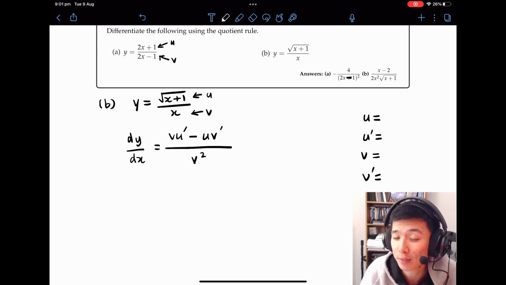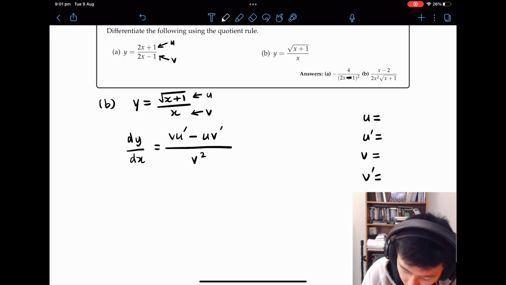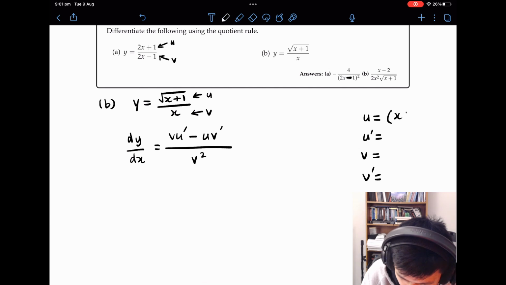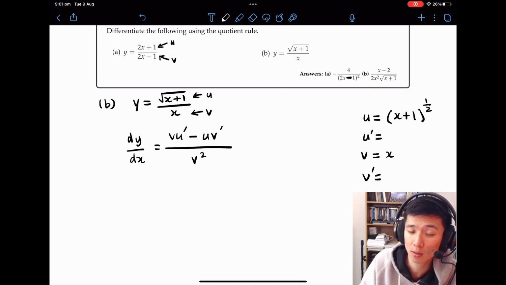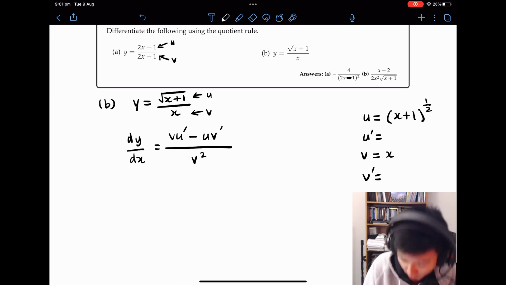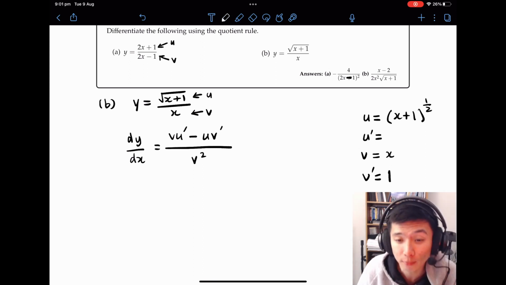Now remember, instead of writing the square root, we can write our function as x plus 1 to the power of half. And for v, we get x. Well, let's differentiate v first. We just get 1, right? When we differentiate x, we just get 1.